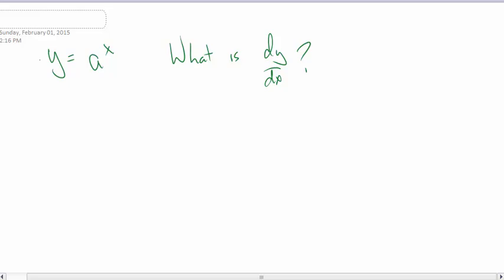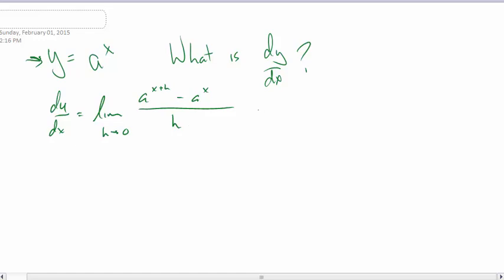And e to the x is just a special case of any exponential function, a to the x, where a is some real number. Let's find the derivative using first principles. So dy/dx equals the limit as h goes to 0. This is where all derivatives really start. a to the x plus h minus a to the x, that's f of x plus h minus f of x, all over h. What happens as h goes to 0?